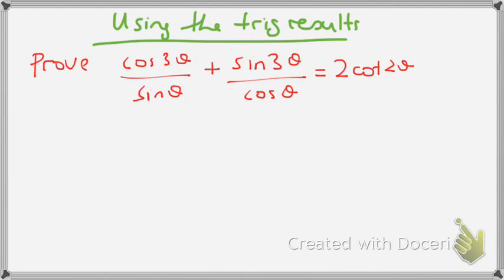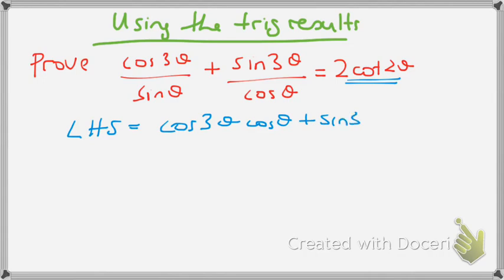Now, usual rules apply. First step, which one's more complicated? Obviously the left, I think. And I've got two fractions, so the first thing that you should always do when you've got two fractions adding together, especially because the other side is not two fractions adding together, is make them common. So I get cos 3 theta cos theta plus sine 3 theta sine theta over sine theta cos theta.